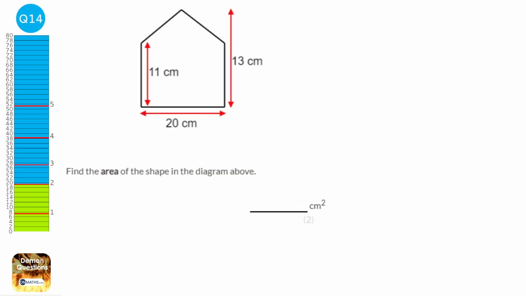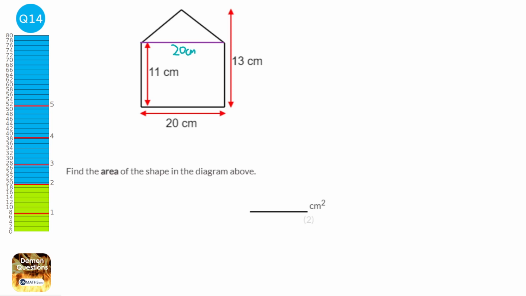To answer this question, we need to cut this shape into 2 shapes. So we're going to draw a line across here, and we're going to cut it into a rectangle and a triangle. Now we need to first of all label the parts of the triangle. So the length or the width of the triangle, the base, will be the same as the base at the bottom, so that will be 20 centimeters.